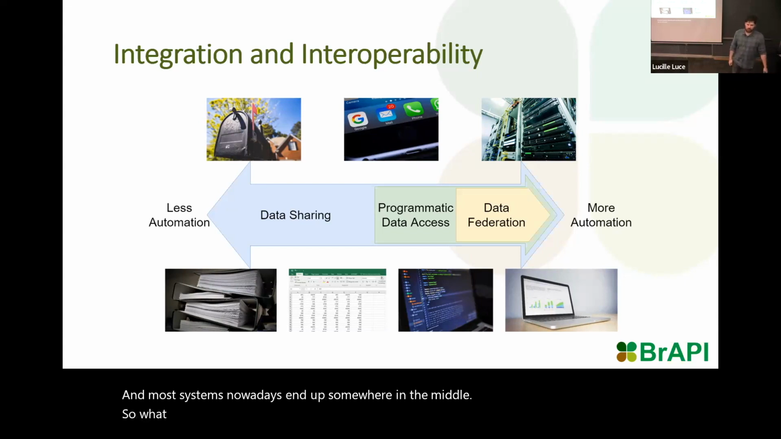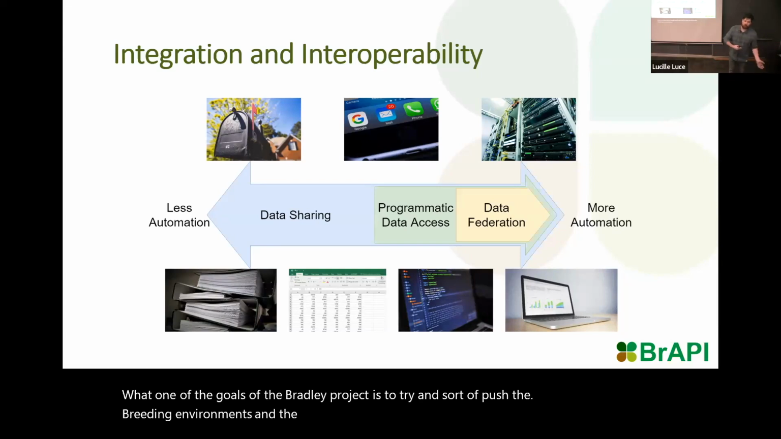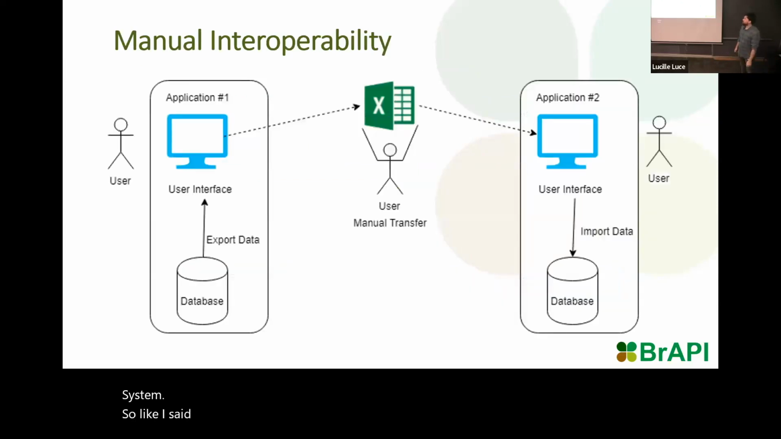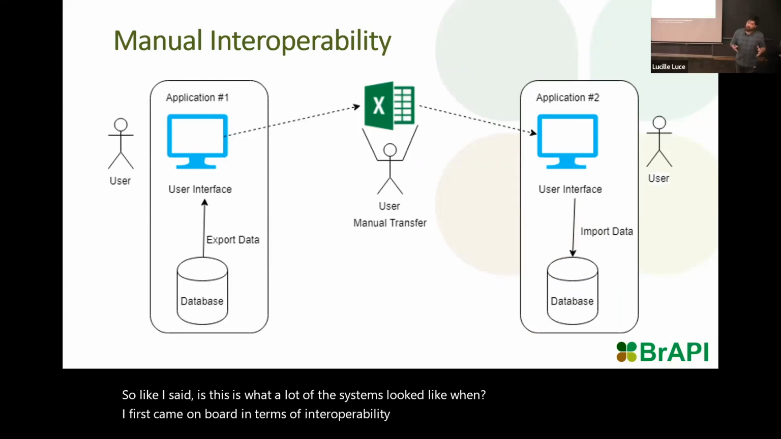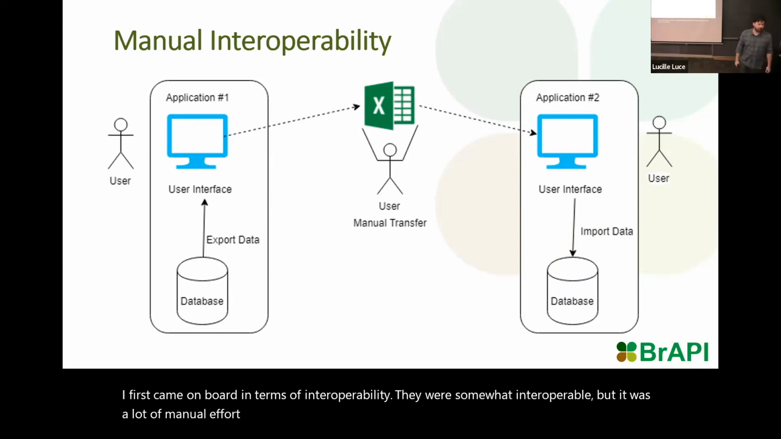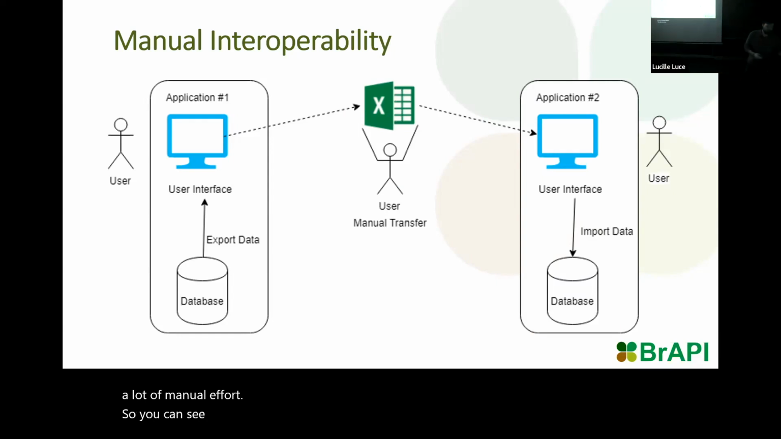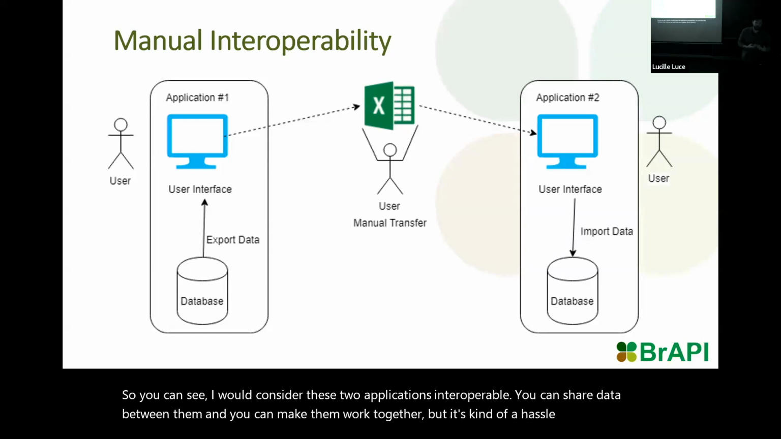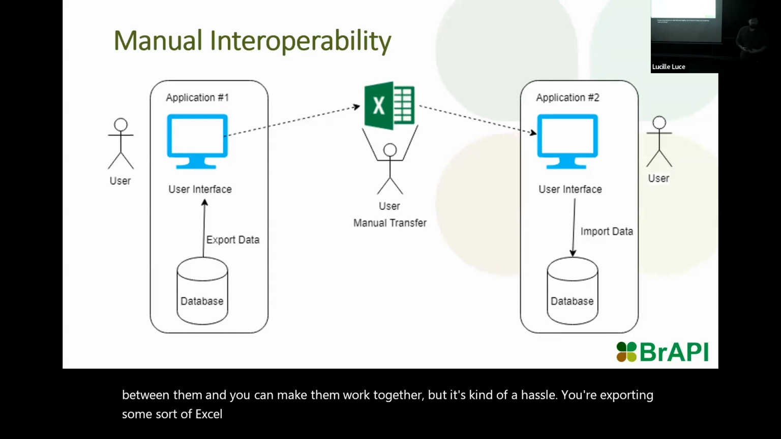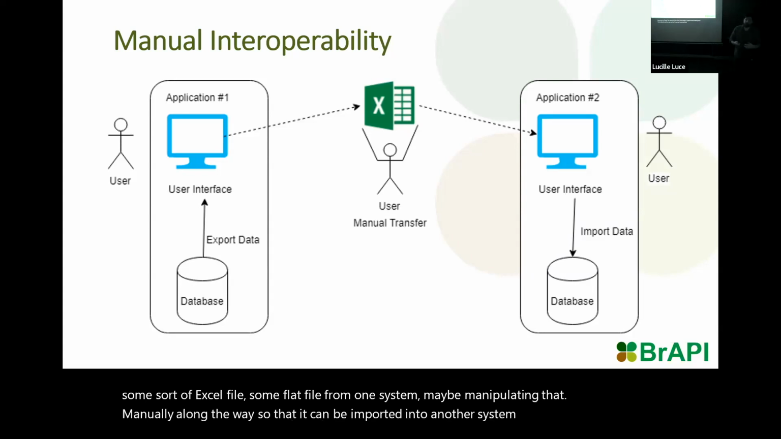So one of the goals of the BrAPI project is to try and push the breeding environments and the scientific environment into more of an automated data sharing system. Like I said, this is what a lot of the systems looked like when I first came on board in terms of interoperability. They were somewhat interoperable, but it was a lot of manual effort. You can see I would consider these two applications interoperable. You can share data between them and make them work together, but it's kind of a hassle. You're exporting some sort of Excel file, some flat file from one system, maybe manipulating that manually along the way so that it can be imported into another system. This works, but it's slow and error prone and just sort of ugly.